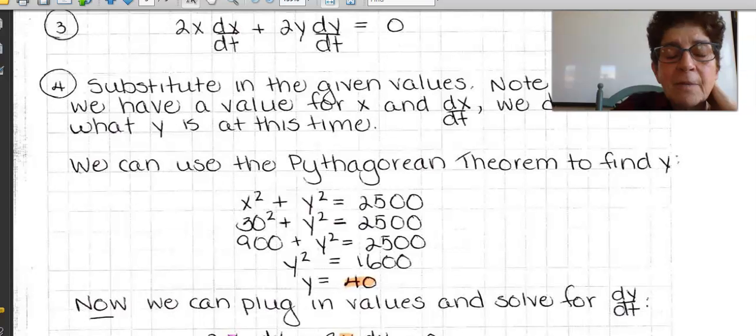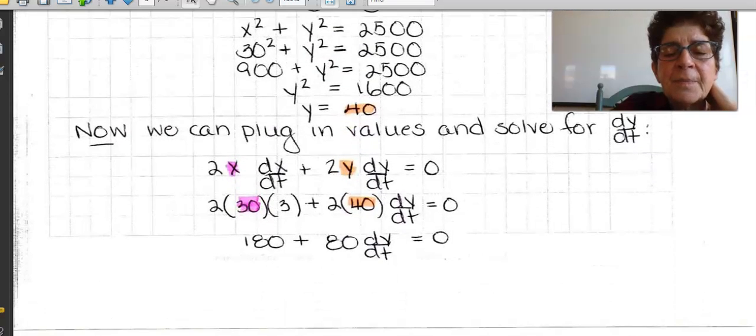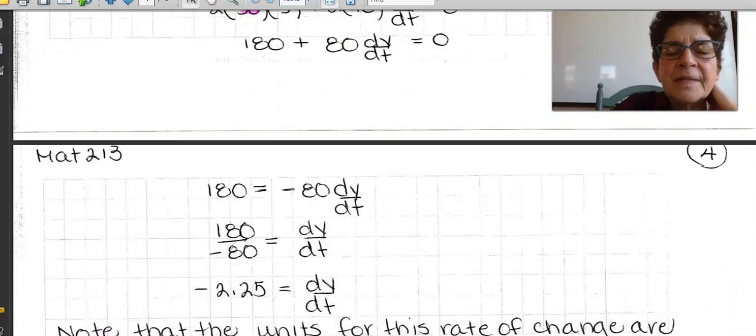Now I can finally plug in all my known values in my derivative. Okay, so x is 30, dx/dt is given as 3, y is 40, and then I just have to simplify. This quantity over here gives me 60 times 3, which is 180. This gives me 80 dy/dt. And I just need to solve for dy/dt. I'm going to subtract the 80 dy/dt from both sides. You could also have left this alone and moved the 180 over, and it would have become negative. And then the last step is to divide both sides by negative 80. So I get a value for dy/dt as negative 2.25.